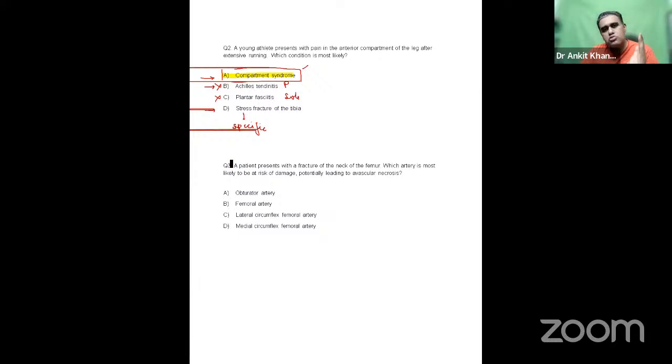Compartment syndrome could most likely be the answer here. Though, let me be honest, if the question were expanded and more clinically based, things could have been better. But out of these two options, we can go with compartment syndrome. Okay, let us see the next one.